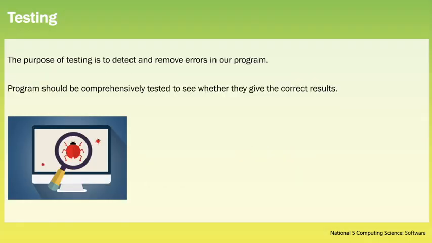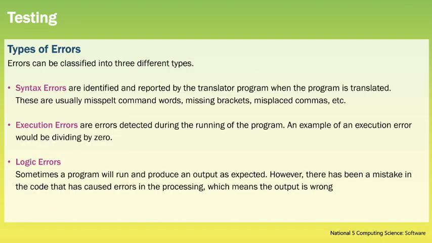Once we have implemented our programs, it is important that we fully test them. And the purpose of testing is to detect and remove errors within our program. The chances are that when you're creating programs, you would test as you go, because as you run a program, you detect an error, you fix it. It is important that once the program is fully finished, that it is tested to ensure that it gives the correct results. When we're testing our program, we will come across 3 different types of errors.